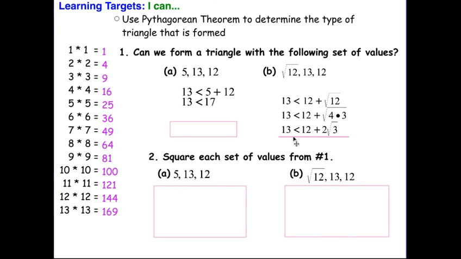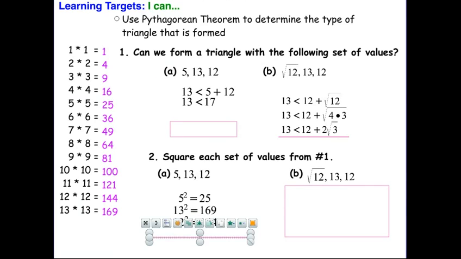Okay, so we are going to recall from middle school years that the Pythagorean theorem makes us square values. So let's practice squaring these values. 5 squared is 25, 13 squared is 169, and 12 squared is 144.